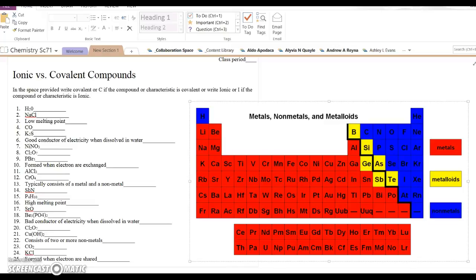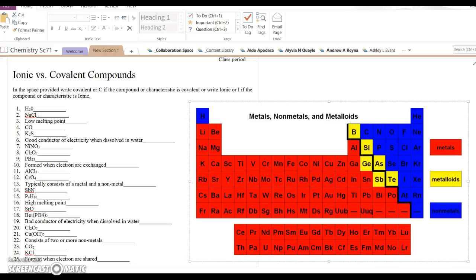All right, we're looking at ionic versus covalent compounds. The first step in nomenclature, our naming system for chemicals, is determining if a compound is ionic or covalent because they have different systems for naming. So if you can't identify a compound as being an ionic compound or a covalent compound, it is impossible to name it correctly.